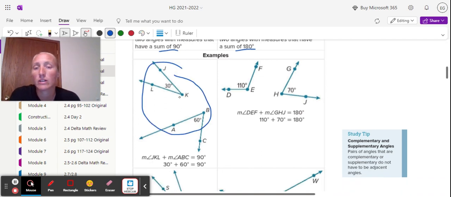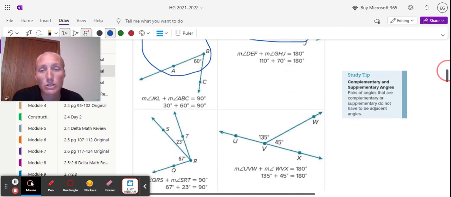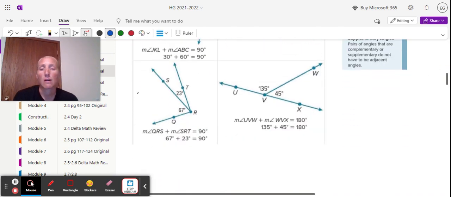these two angles right here, angle K and angle B, that are not actually adjacent or touching each other. So these two angles added together are equal to 90, and therefore they are complementary angles. Same thing goes with supplementary angles. These two angles here added together equal 180 degrees, and so therefore they are supplementary. They are not touching, they are not adjacent to each other, but they still are complementary and supplementary.